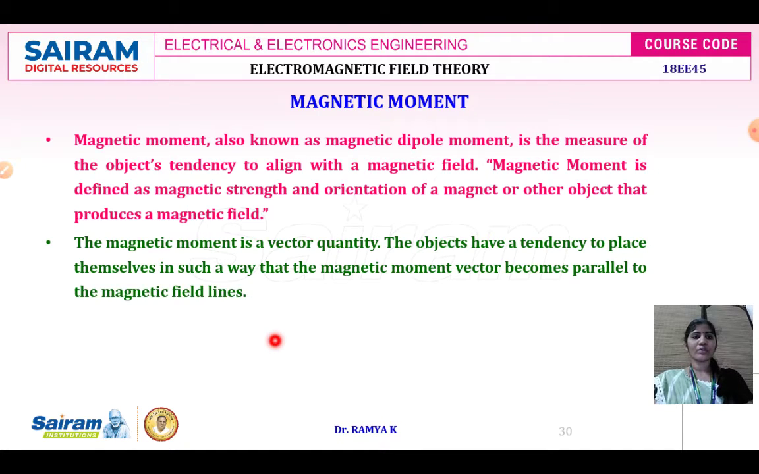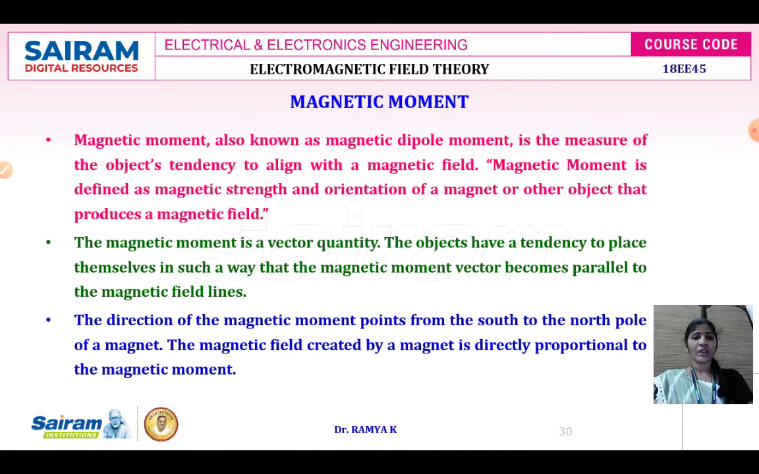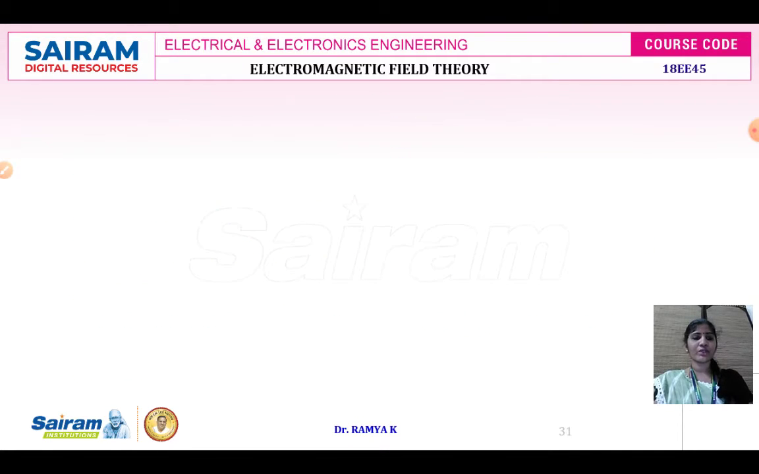It has both magnitude as well as direction. Objects have the tendency to place themselves in such a way that the magnetic moment vector is parallel to the magnetic field. The direction of the magnetic moment points from the south pole to the north pole of the magnet. Therefore, the magnetic field created is directly proportional to the magnetic moment.